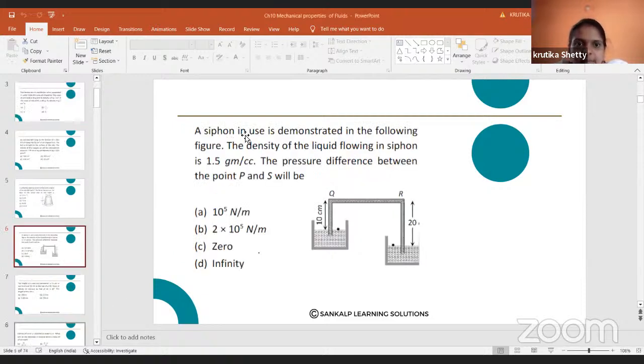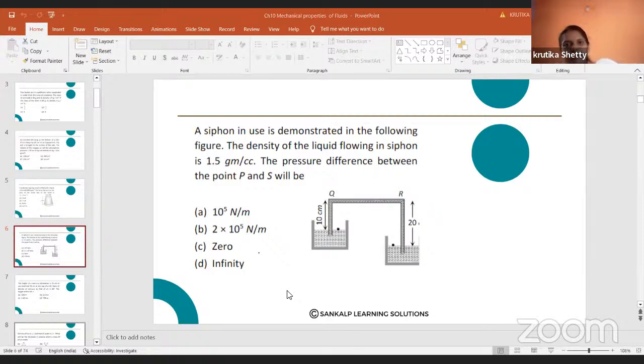Okay, see here, a siphon in use is demonstrated in the following figure. So you can see the figure. The density of the liquid flowing in the siphon is given, that is 1.5 gram per cc, right? The pressure difference between the points P and S will be, so see here, pressure at the points P and S in the figure. Yes, very good. It is 0, option C.